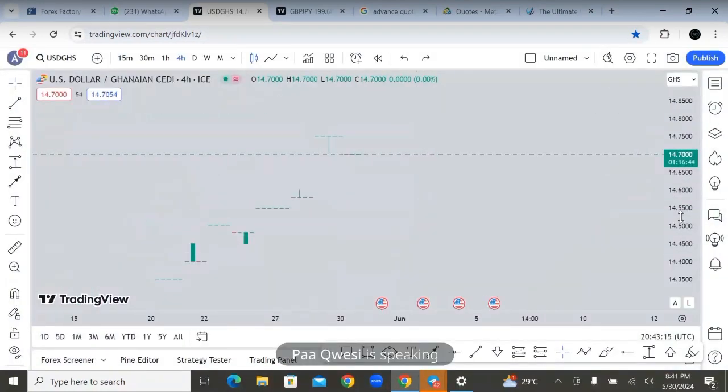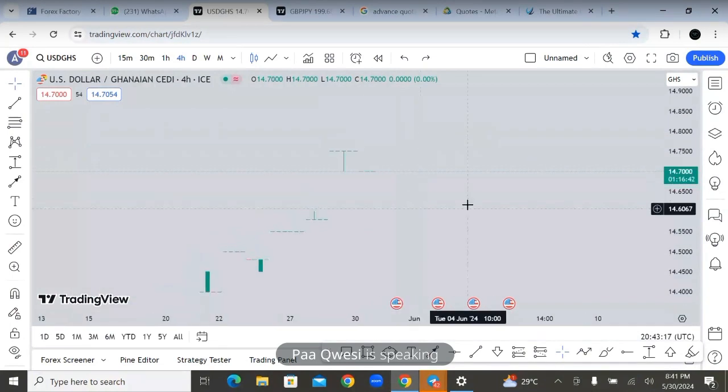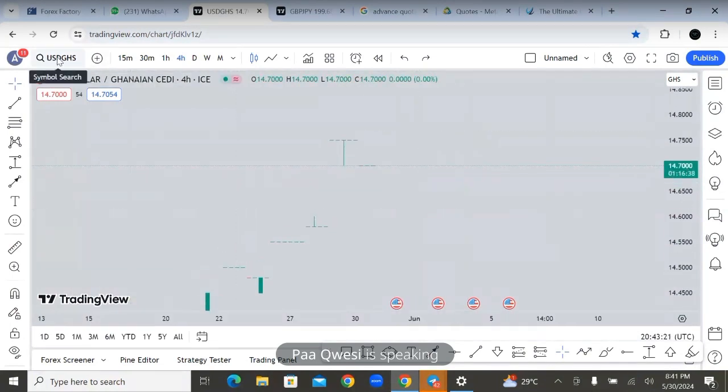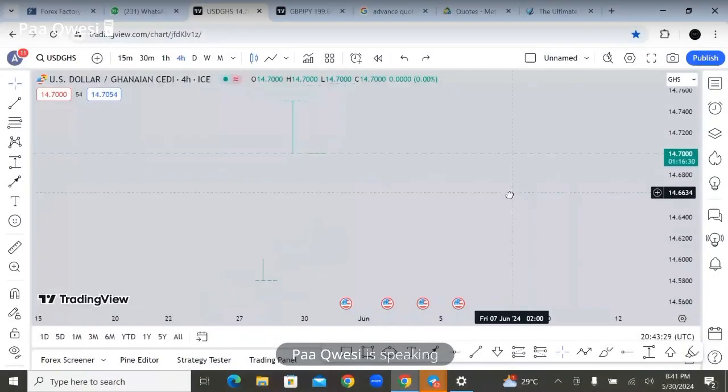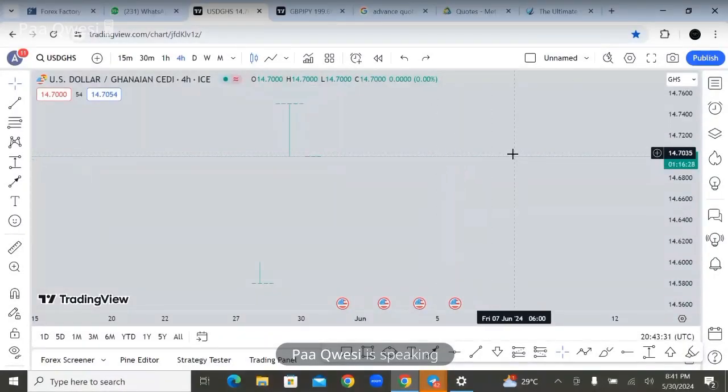No one is trading it, that's why you are not seeing it. So this is the current market price. With $1, you get what? 14.700 Ghana cedis. I hope you can see it. The heading line is the current market price. So with $1, you get yourself 14.700. This is the current market price.